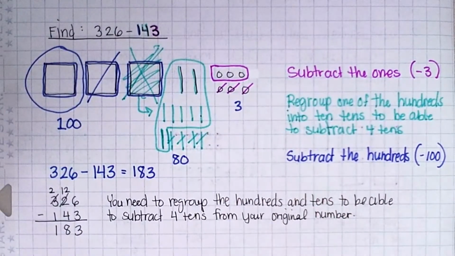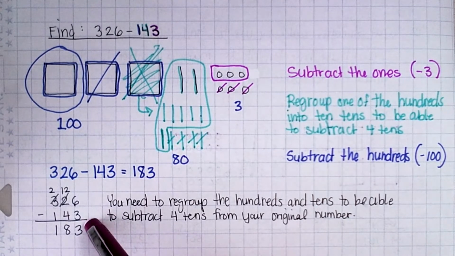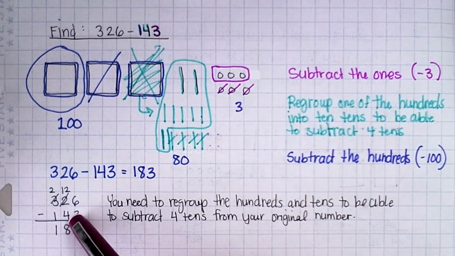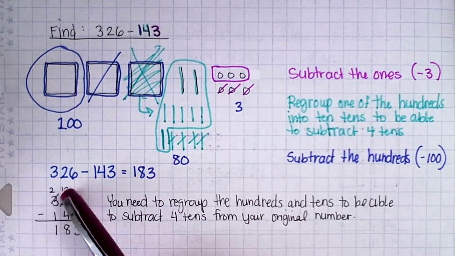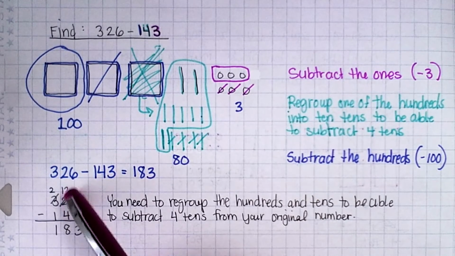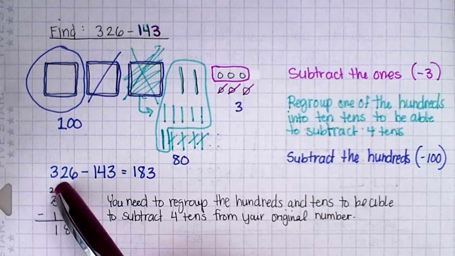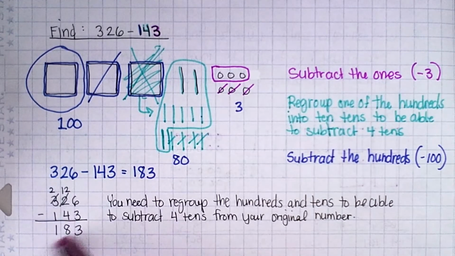Now, I needed to regroup in order to do this. So for 326 minus 143, I could take away the ones with no problem. But when I only had 2 tens and I needed to take away 4 tens, I couldn't do that. So I had to borrow 10 tens from the hundreds and add it to the 2 tens that I already had. So 10 plus 2 is 12. Now I could do 12 tens, take away 4 tens, gave me 8 tens. So now I only had 2 hundreds left over because I broke one of them apart. So 2 minus 1 gave me 1, and that's how I got to 183.